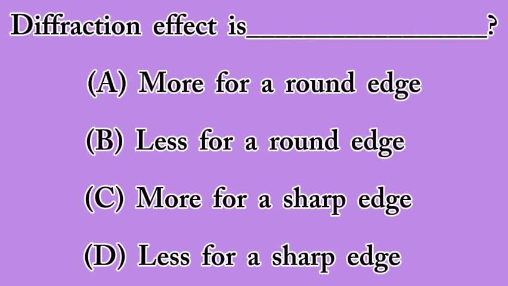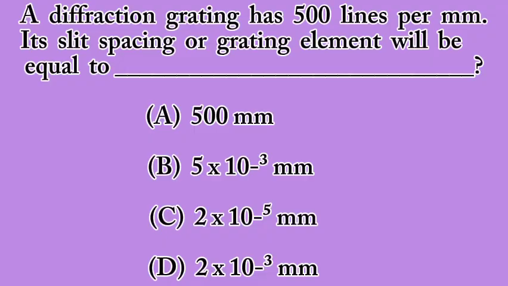Diffraction effect is: A. More for a round edge, B. Less for a round edge, C. More for a sharp edge, D. Less for a sharp edge. A diffraction grating has 500 lines per centimeter. Its slit spacing or grating element will be equal to: A. 500 millimeters, B. 5x10, C. 2x10, D. 2x10.